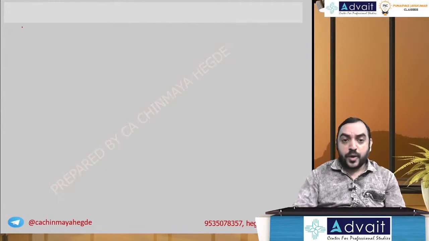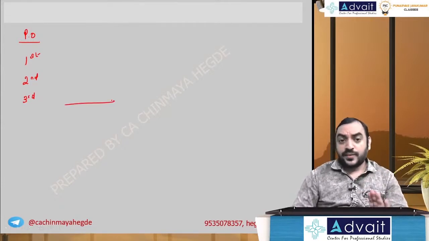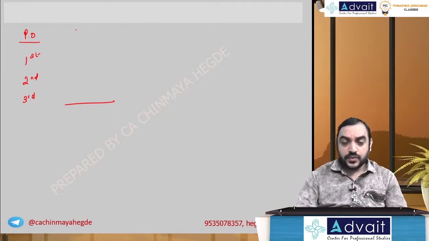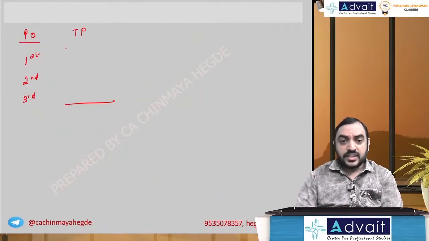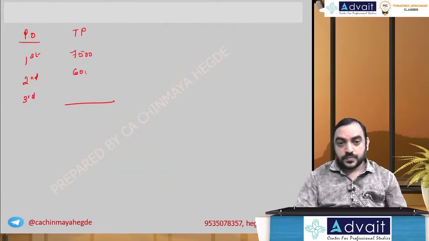Okay. So the performance obligation is 3 years. I'll take first year separately, second year separately, third year separately. And what is the total transaction price? Transaction price: first year, 7,500 per year. Second year, 6,000. And third year, 6,000.